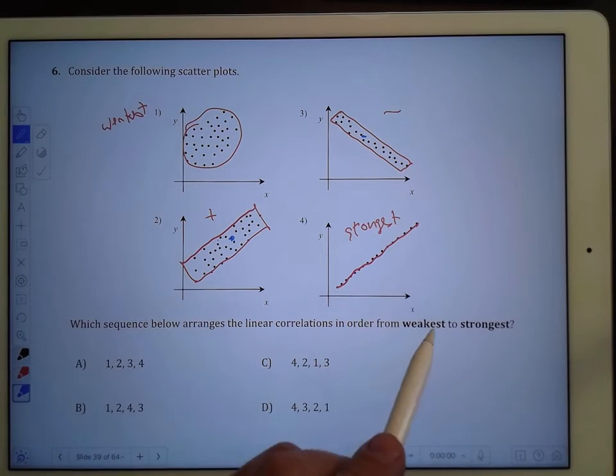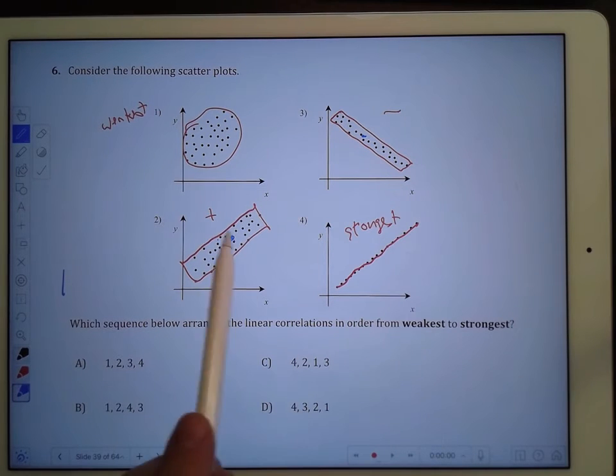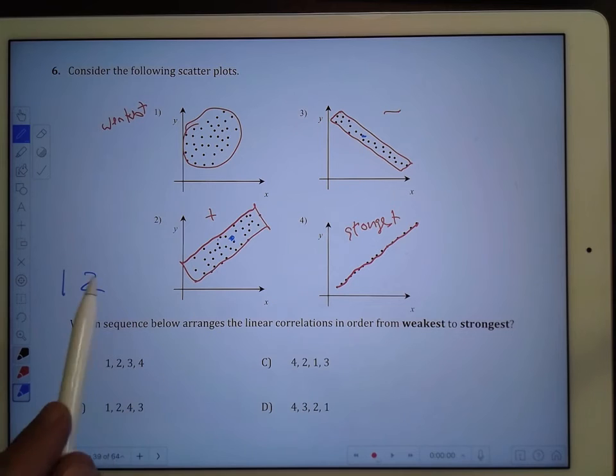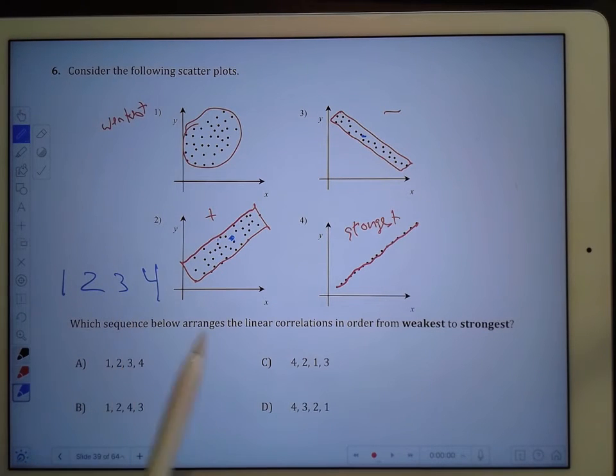So we have to rank them now from weakest to strongest. We're looking for the weakest one, and the weakest one is going to be number 1. The next weakest one of the 4 would be this one right here, number 2. Moving up to number 3. And then of course the strongest one, or the least weakest one, is number 4. So you're looking for 1, 2, 3, 4, which is A.